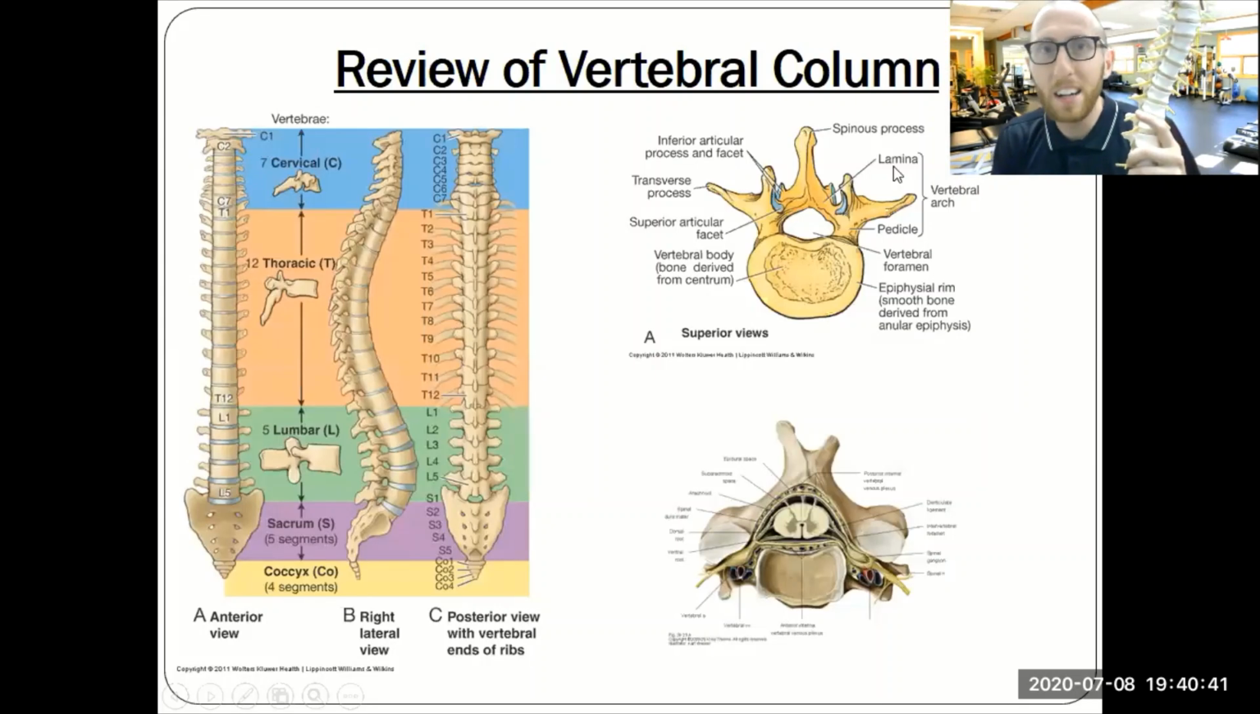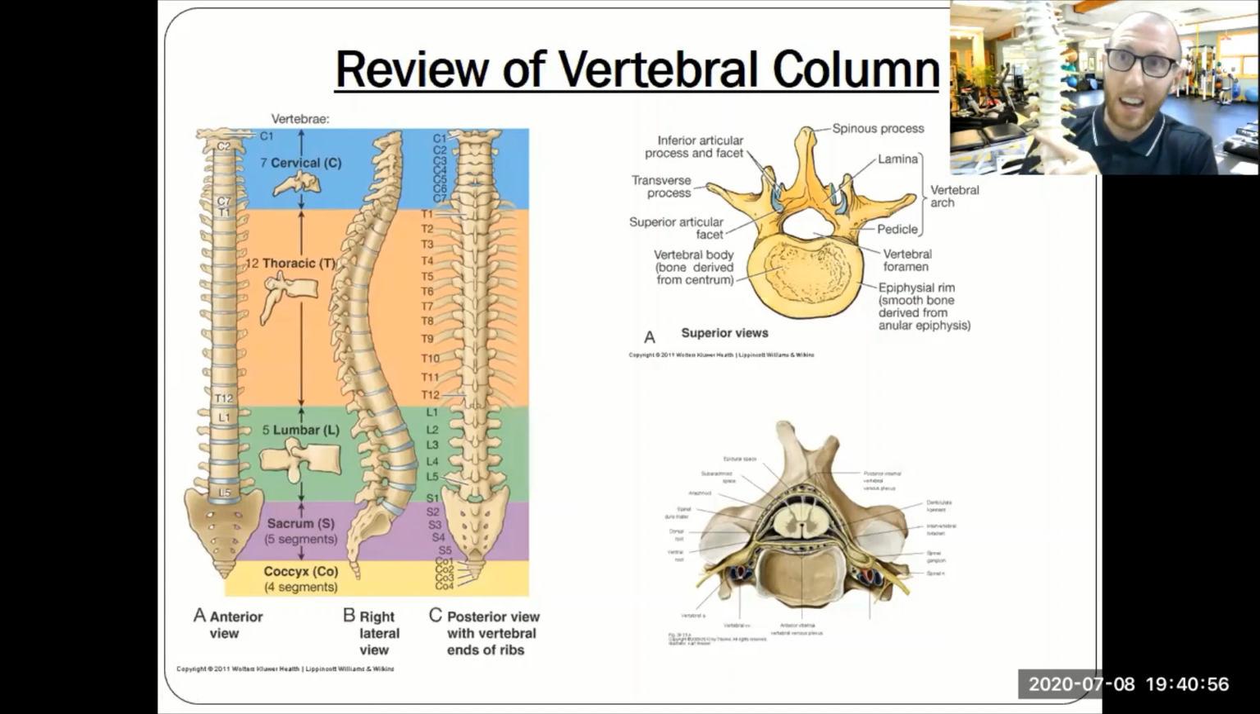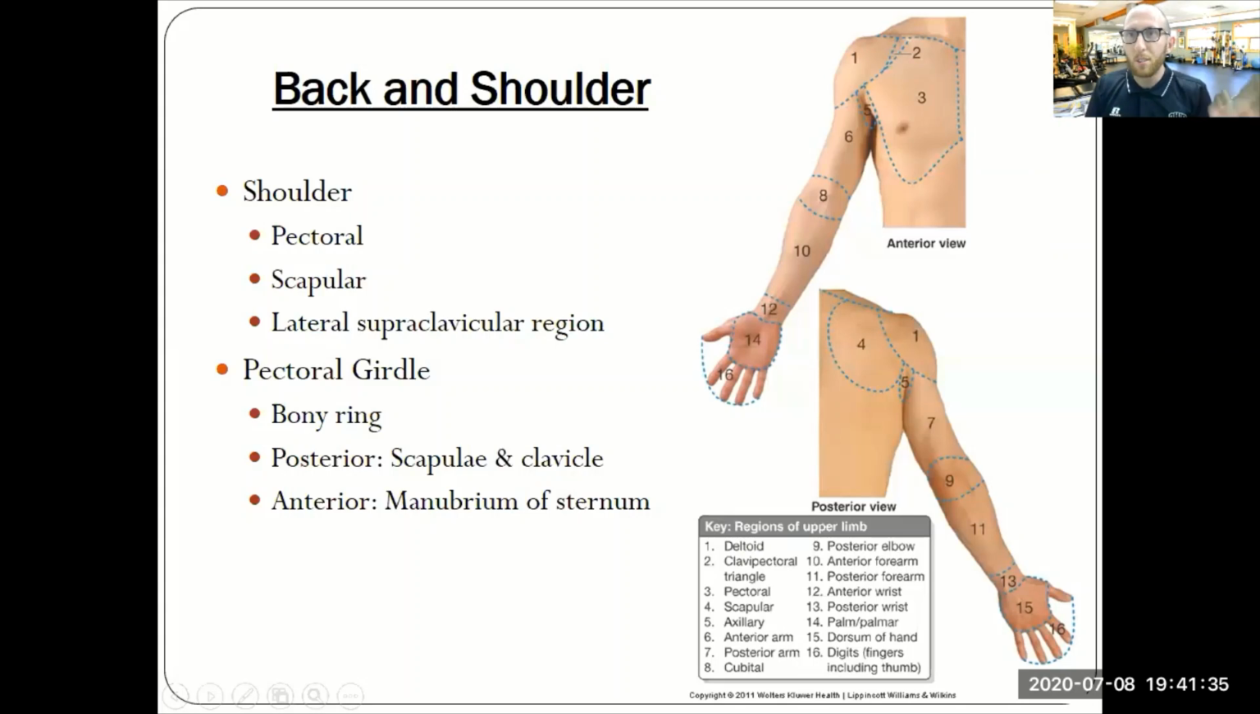First up, quick reminder that if you don't know the vertebral column, go back to the previous PowerPoint and learn the vertebral column and all the bony landmarks. A lot of the back and shoulder muscles attach to these bony landmarks, so you gotta know them well. Here you can see on this slide a few different regions of the shoulder, and it breaks it down into pectoral, scapular, lateral supraclavicular, deltoid, many different regions, axillary in there as well. So review these body regions as well.